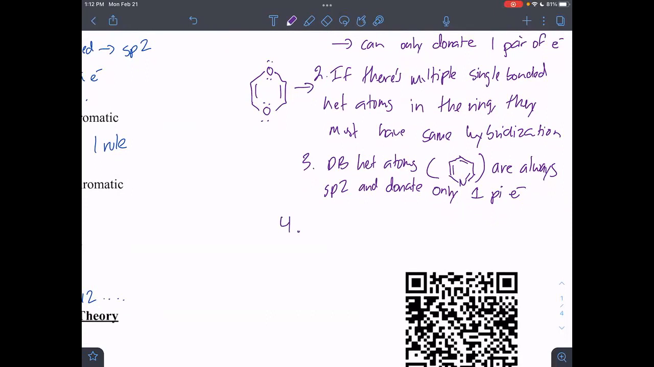Okay, the fourth rule is that heteroatoms that are double bonded to the outside of the ring, like carbonyls, act as cations in the pi system and contribute 0 electrons, like this.